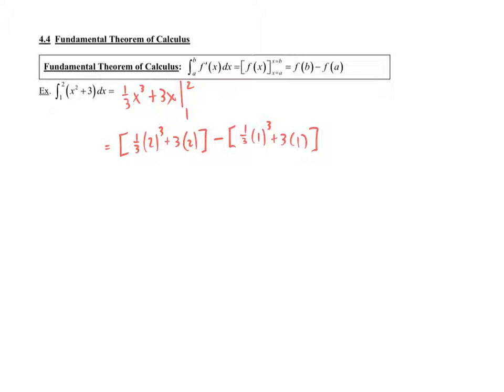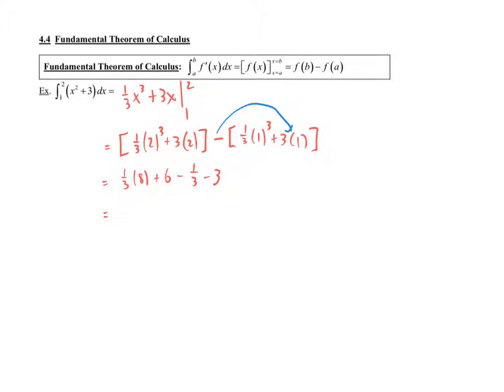Okay, so continuing to evaluate this, this would be 1/3 times 8 plus 6 minus 1/3, and then minus, so what I'm seeing here is that this is minus a 3 times 1, so this should be a negative 3 here at the end. Okay, so that's why it's important to have the brackets, so that you know to distribute the negative to everything.